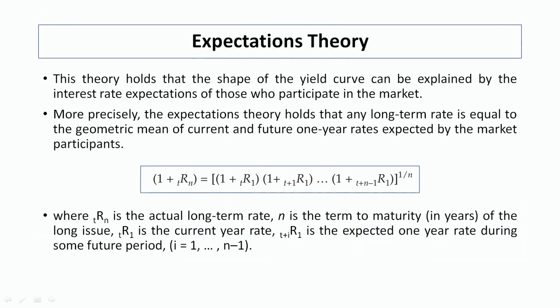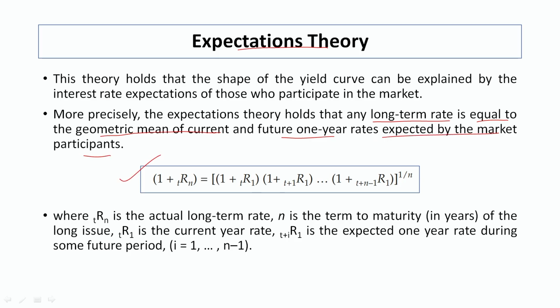So, the first one is expectations theory. This theory holds that the shape of the yield curve can be explained by the interest rate expectations of those who participate in the market. If the expectation is high or if they see that there is economic growth, in that situation the normal yield curve will be there, and if they see the market situation is not normal and it is going to go down, in that situation it shows a downward sloping curve. So, this particular theory is based upon the expectations of the investor. More precisely, the expectation theory holds that any long term rate is equal to the geometric mean of current and future 1 year rates expected by the market participants.